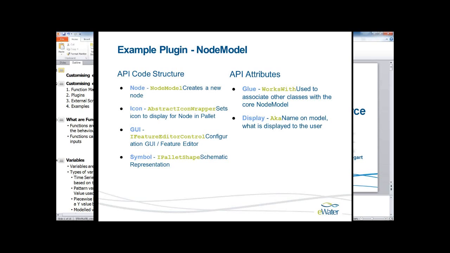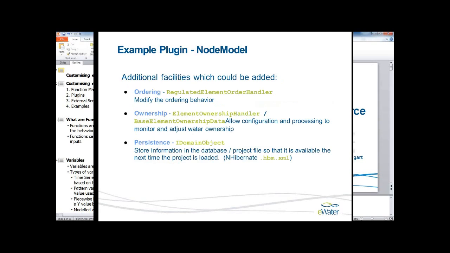You've got the feature editor control, so this is the user interface component of your node model, and you need a palette shape. So this is so you can represent the node has different states, such as the water user, where it has one icon on the palette, but it can change based on the settings you've done in that node. So we have attributes such as works with, and we have like AKA. I'll show you what that means in terms of code in a minute.